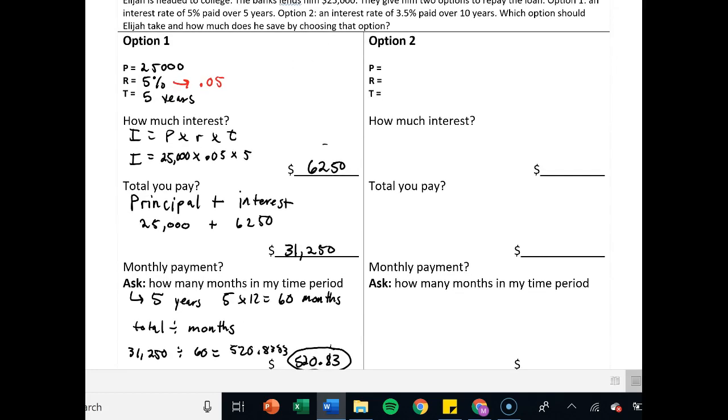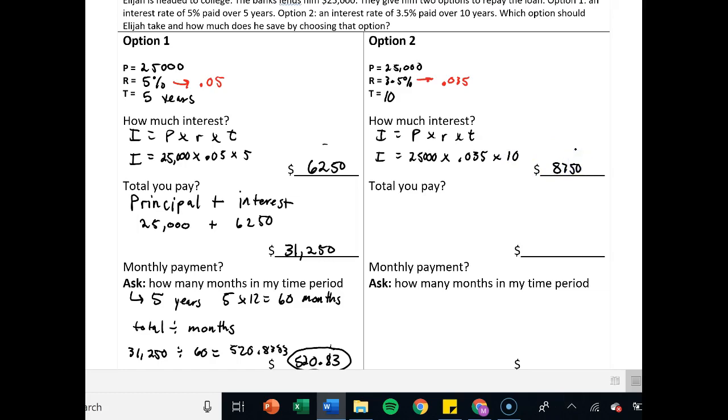In option 2, my principal stays the same. It's $25,000. They said this time you could borrow at a rate of 3.5% and over 10 years. Now again, key thing, 3.5% is 0.035, right? Move the decimal 2 places to the left. How much interest do I pay? I is equal to principal times rate times time. So my interest is equal to my principal of $25,000, how much I borrowed right off the bat, times a rate of 0.035, times my time of 10 years. Do that multiplication, I get $8,750.